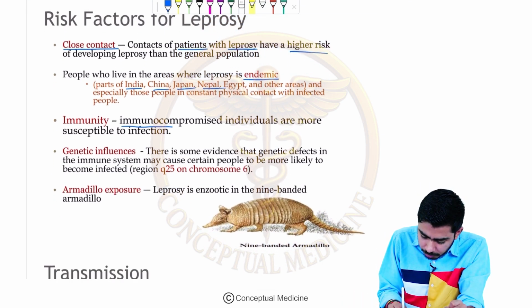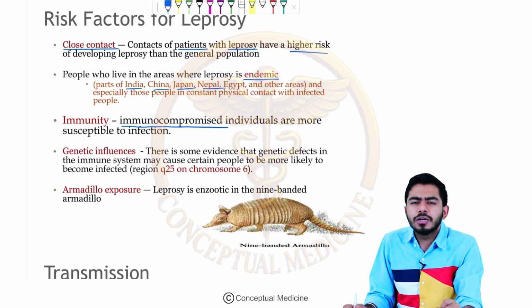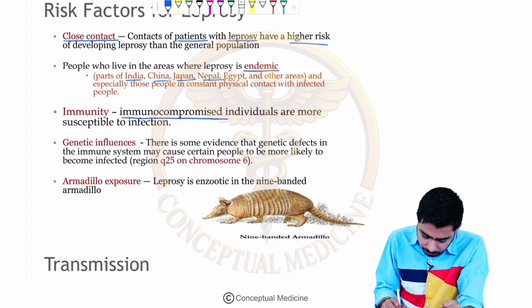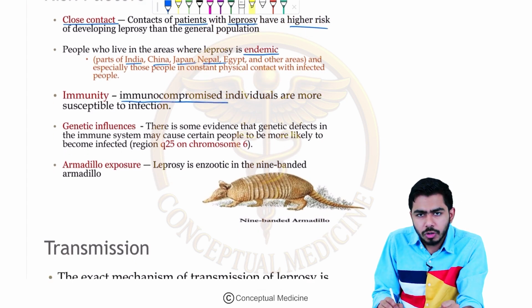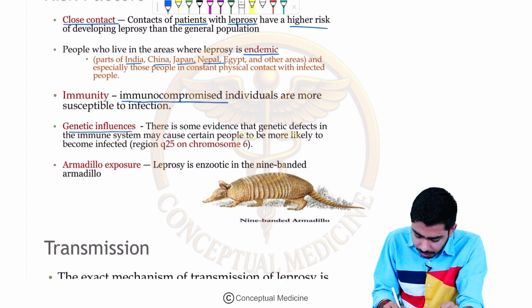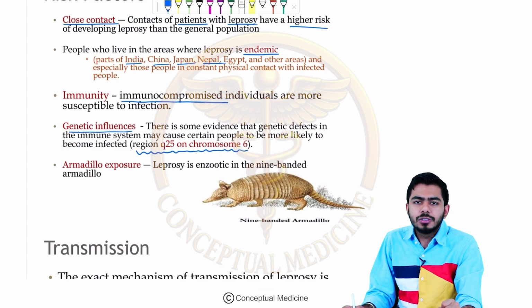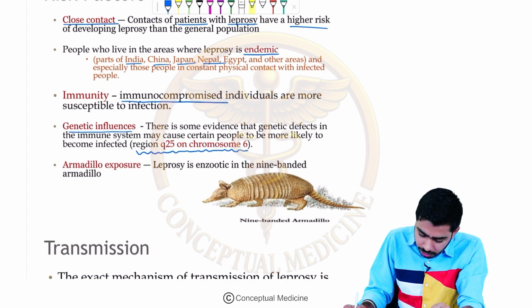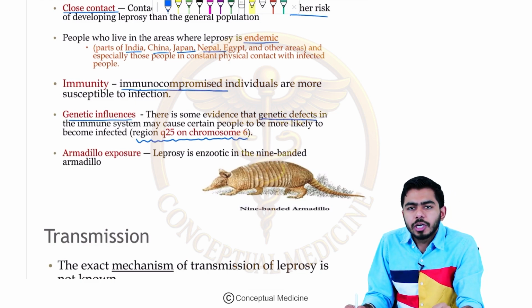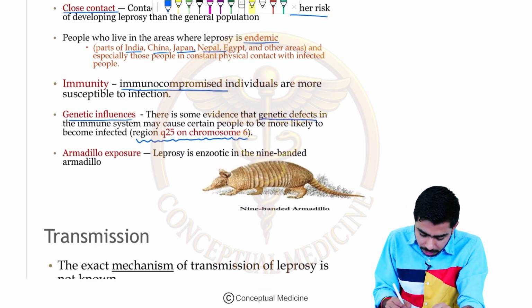Then immunocompromised patients, not the immunocompetent, are more susceptible to this particular infection. Genetic influences can be there in some cases, and it has been seen that on chromosome 6, region Q25, a mutation can be seen. If there is this genetic defect, then these people might develop leprosy in the coming time.